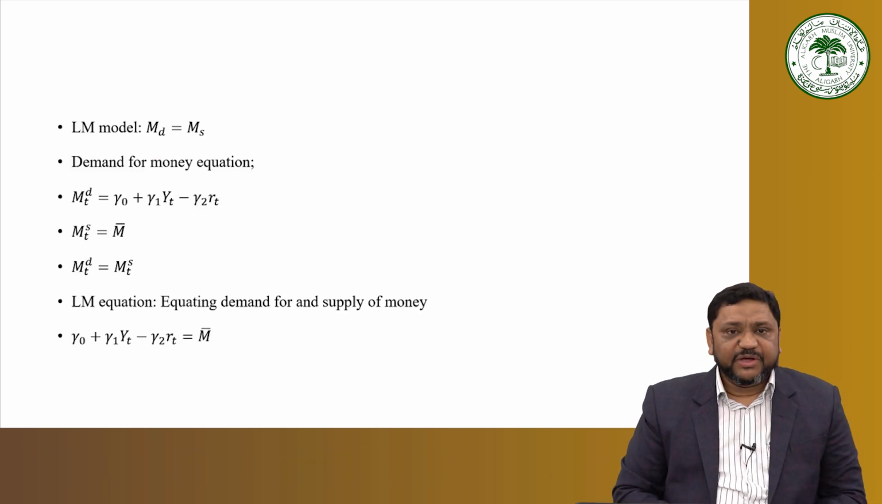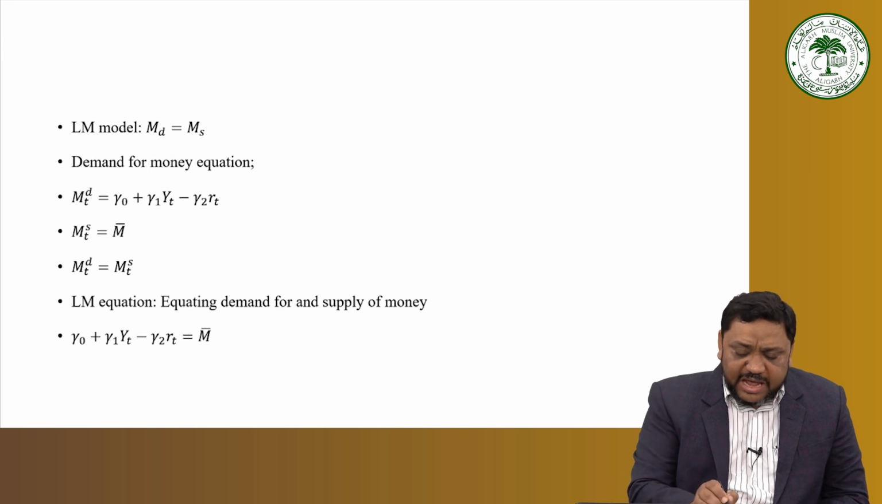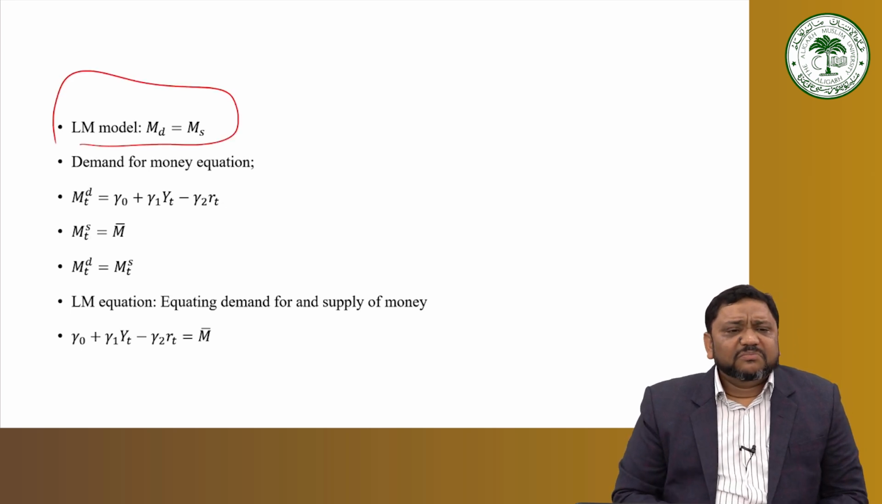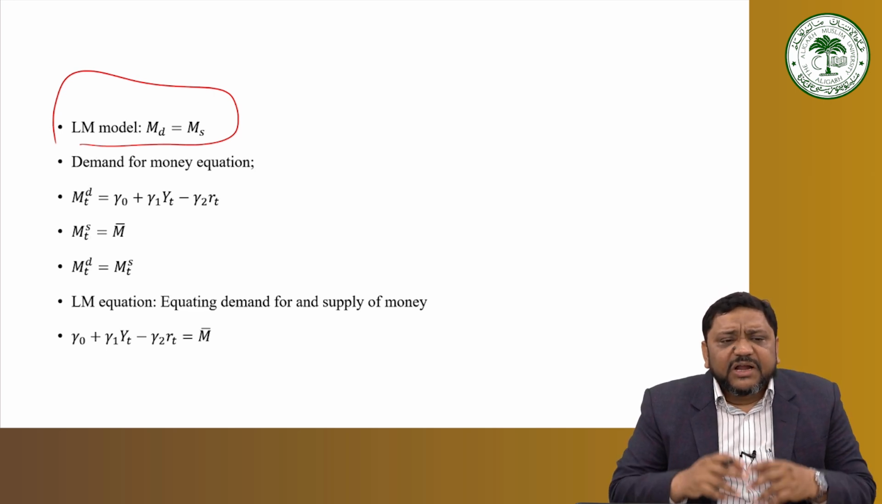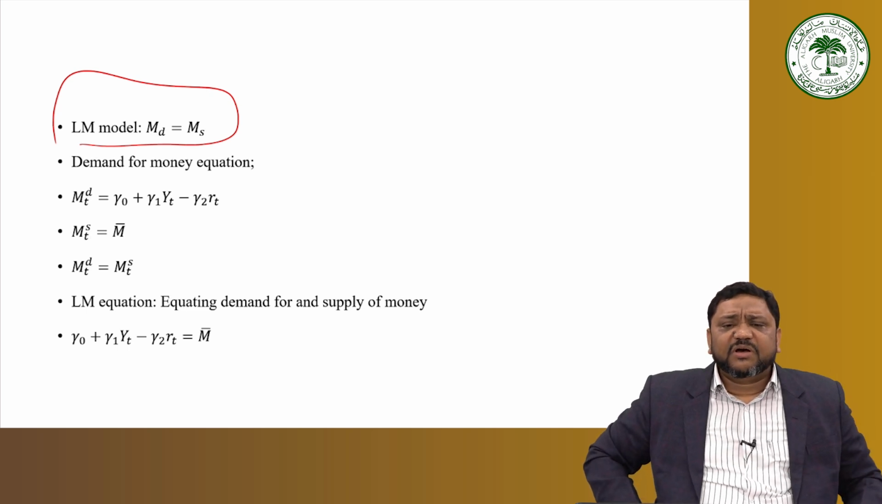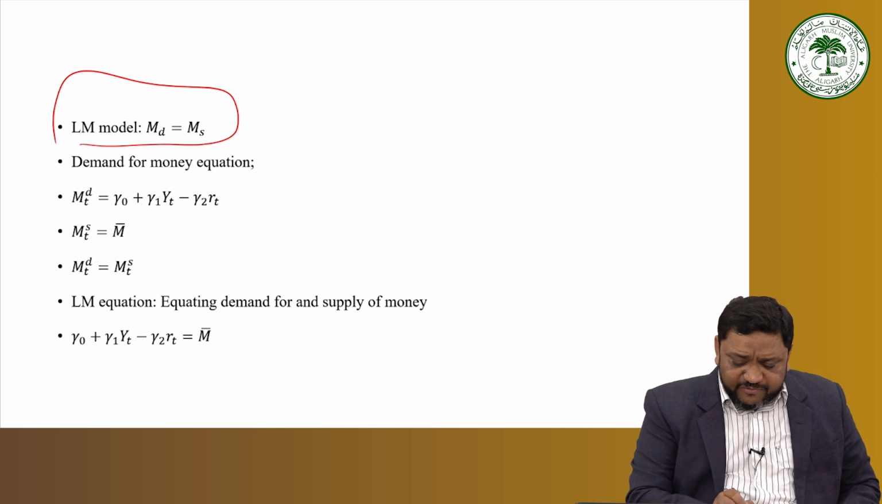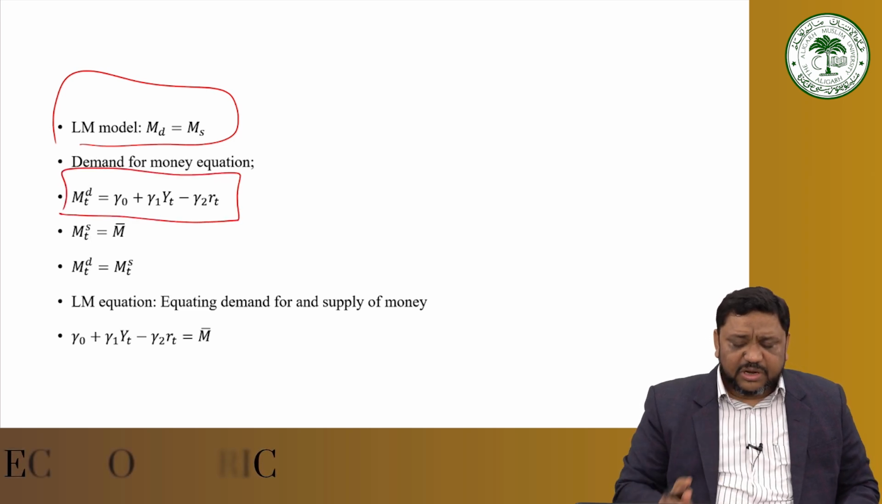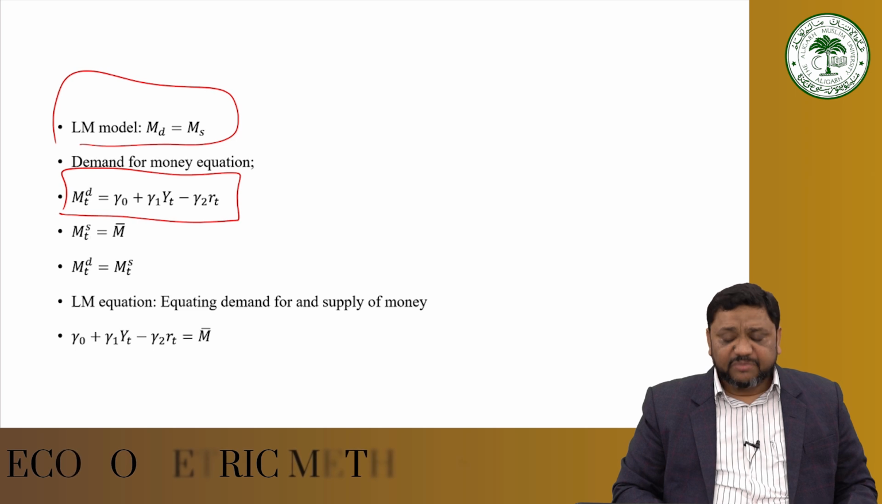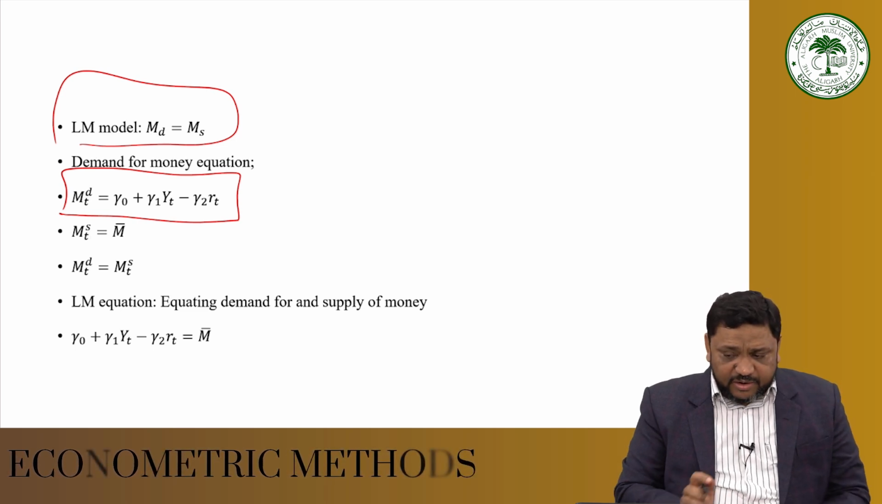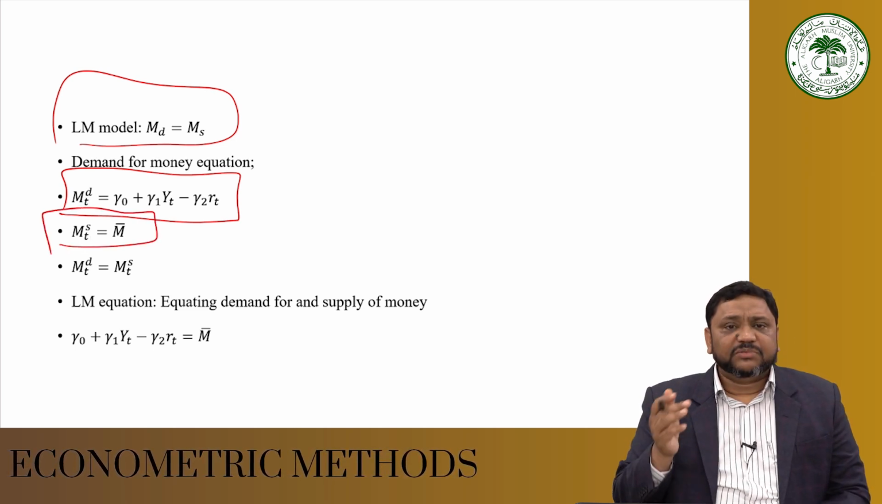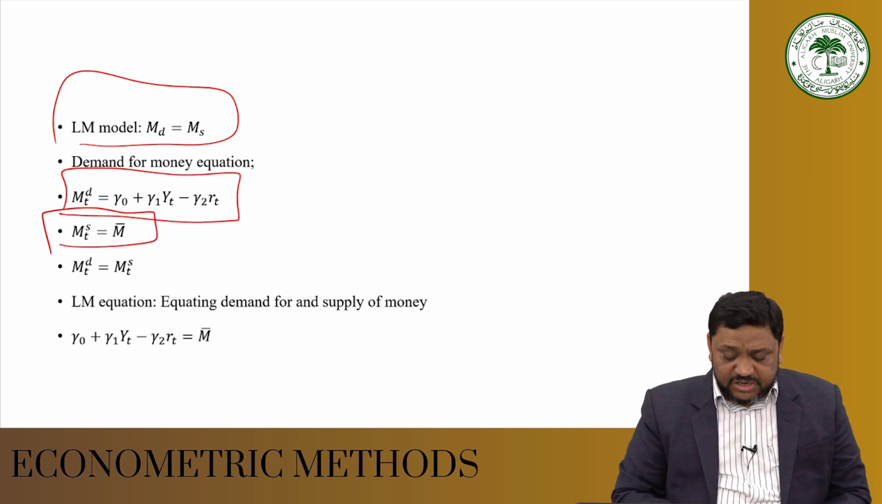Now we go to the LM equation. The LM equation is where demand for money is equal to the supply of money, or this is the money market equilibrium. It is defined as the different combinations of interest rate and level of income at which the demand for money is equal to the supply of money. Demand for money we can define by this function, gamma 0 plus gamma 1 Yt minus gamma 2 RT. The supply of money is denoted by M bar, that is fixed.